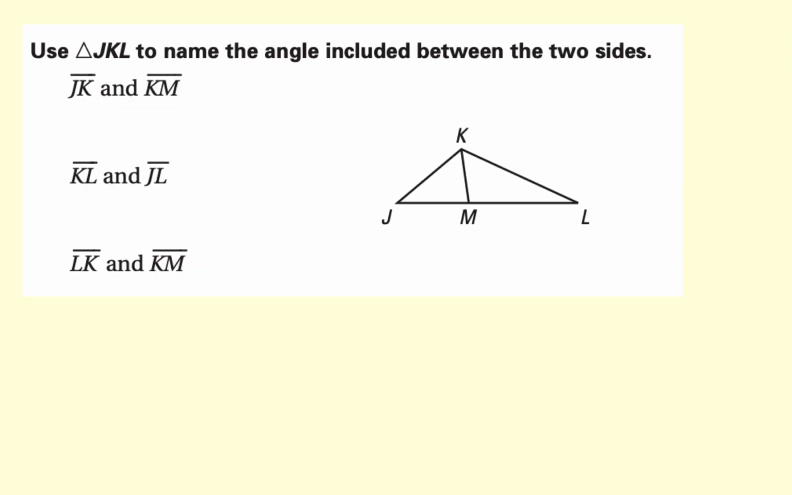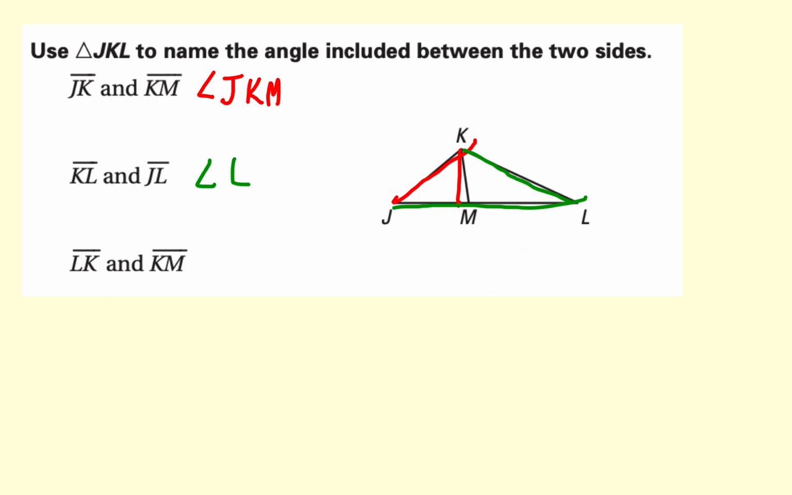Let's take a look at practicing what included means. We have JK, that's this, and KM, that's this. So the included angle will be angle JKM. You have to use 3 letters because there's more than one angle K. Let me use green. KL, which is this, and JL, which is this, and the included angle, the angle between the 2 sides, is angle L. Now I can get away with angle L because there's only 1 angle L.